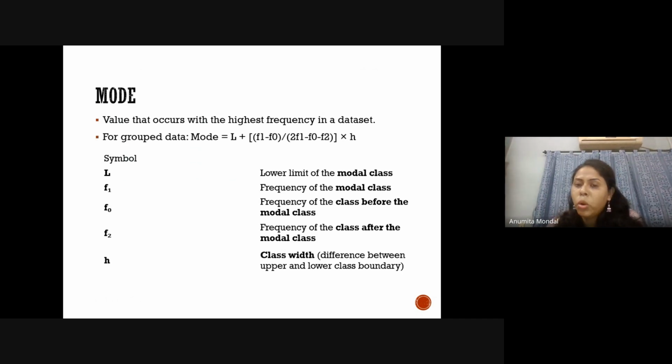Next is mode. In mode, we find the highest frequency in the data, the value that is repeated the most times in the data set. We call it the mode value. For grouped data, the mode will be L plus (F1 minus F0) by (2F1 minus F0 minus F2), into H, where L is the lower limit of the modal class, F1 is the frequency of the modal class, F0 is the frequency just before the modal class, F2 is the frequency just after the modal class, and H is the class width.